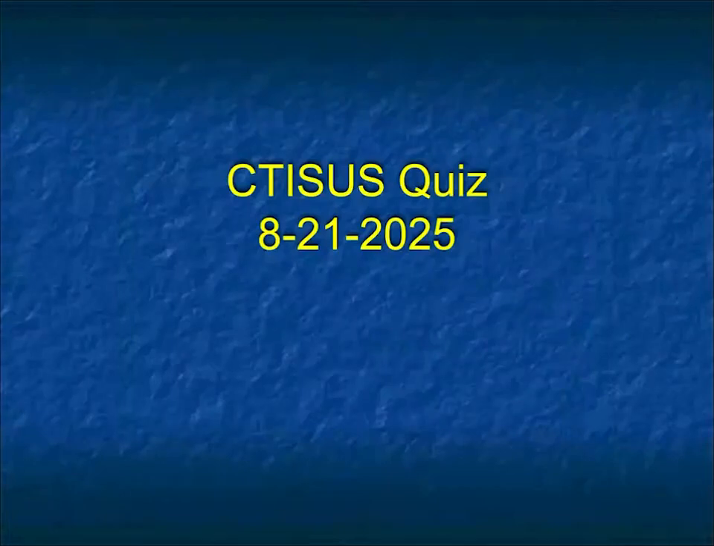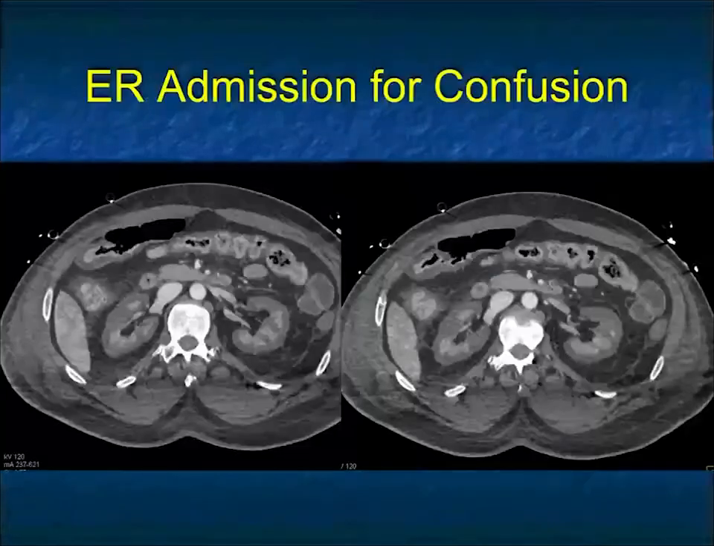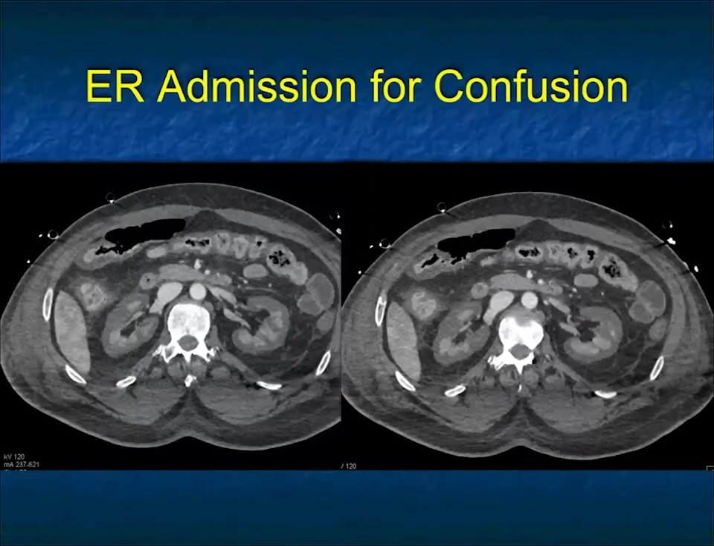I have 12 cases. Let's get started. First case. Patient was admitted to the ER with confusion. CT scan was done to look for a source. What's going on? Take a look at the kidneys. Look at the cortical medullary interface. The cortex is not enhancing.